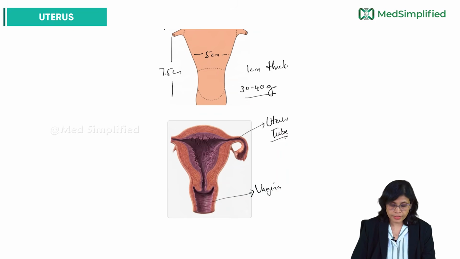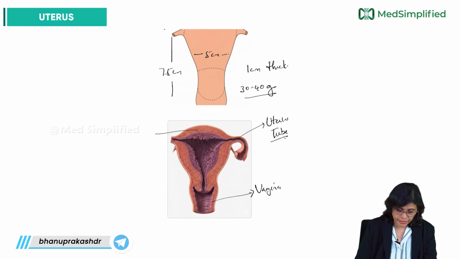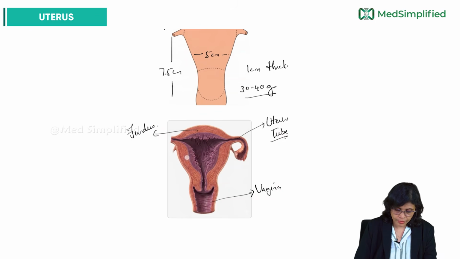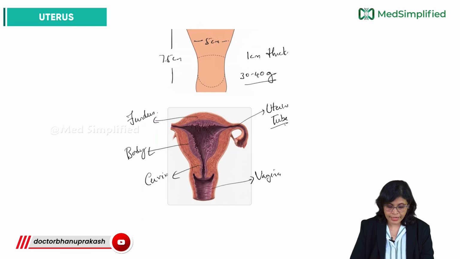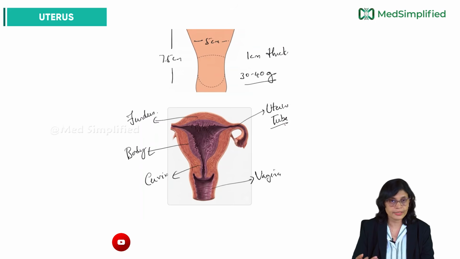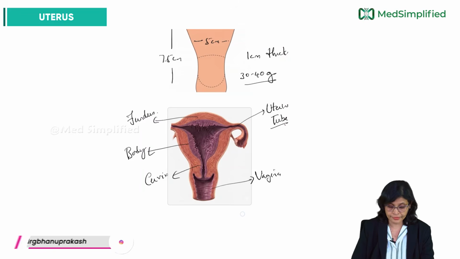Now this is the coronal section of the uterus, where we can see the fundus, the body, and the cervix. This is the fundus portion, this is the body, and the cervix. So these are the three parts of the uterus. It has an anterior surface and a posterior surface, and two lateral borders, the right and left.